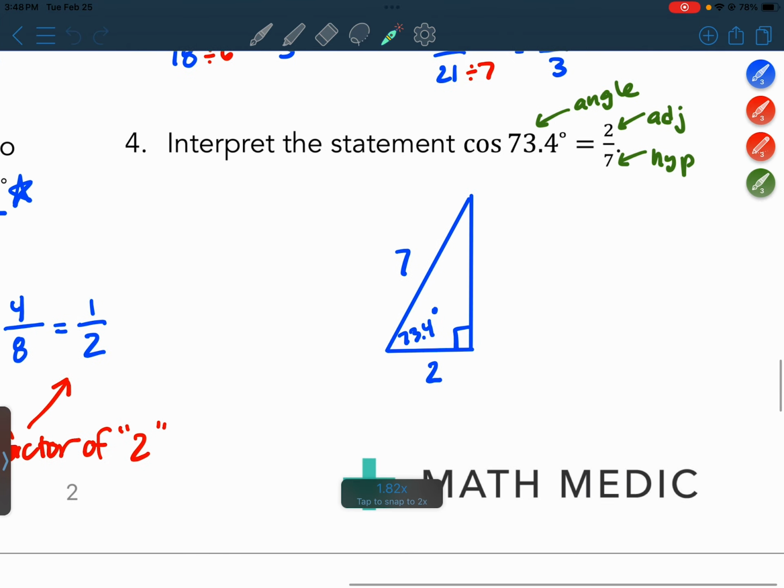All right. The last question, I think all we need to do here is take the information and create a picture out of it. So you can start by making a right triangle. We know the angle measure, so I just went ahead and placed that in one of the vertices. And because this says cosine, then I know that the numbers in this ratio are the adjacent and the hypotenuse. So here's the adjacent side, labeled with the measurement 2. Here's the hypotenuse, labeled with the measurement 7.